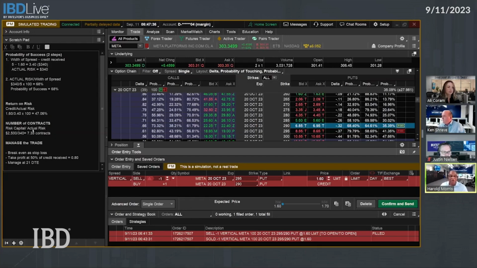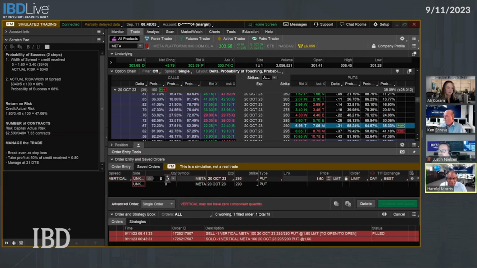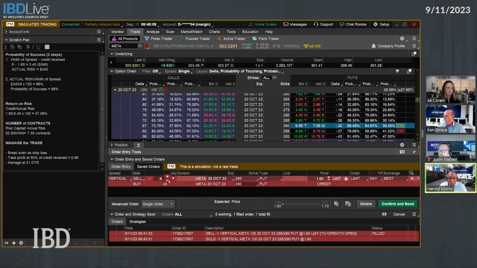Okay, how many contracts? So we determined that we're going to put $2,500 into this trade. Again, that's based on your account size, your level of risk, etc. So $2,500 is what we're going to put up. So the number of contracts, take that $2,500 divided by the actual risk, which is $340. That gives us 7.35 contracts, or seven contracts. So I'm going to change the number here to 7.